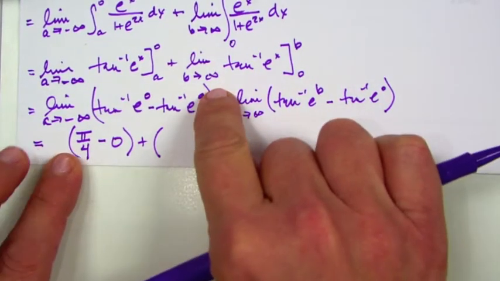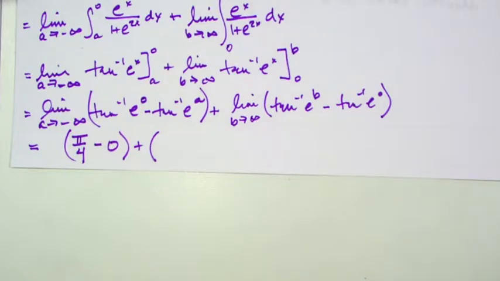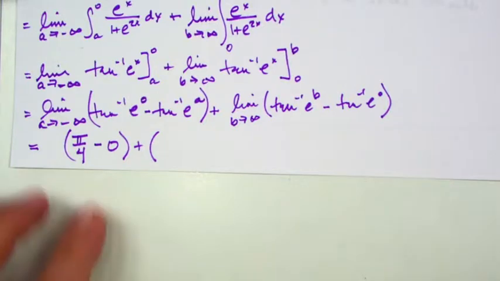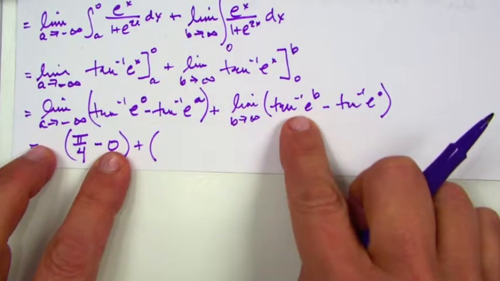Because e to the negative infinity is the same as 1 over e to the positive infinity. E to the positive infinity grows without bound. 1 divided by something infinitely large goes to 0. And then where's tangent 0? 0. Okay. So now this one.